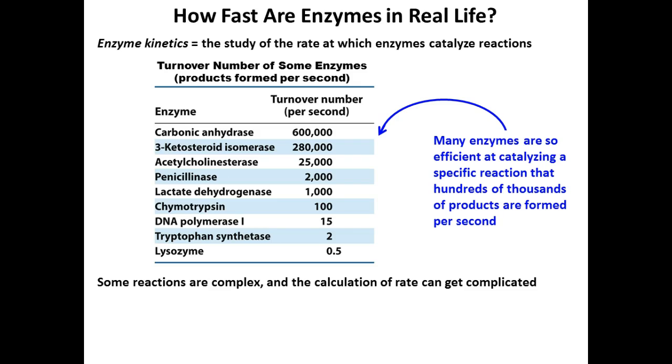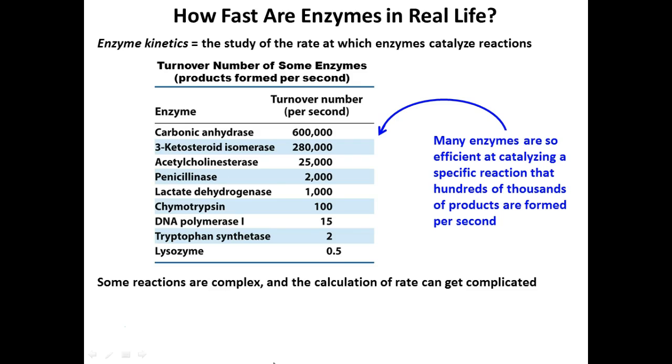The enzyme lysozyme that can destroy peptidoglycan only destroys about half of the molecule in a second. It's not very fast, but it eventually will get the job done, and it doesn't necessarily need to be fast. Others that are highly necessary work very fast.